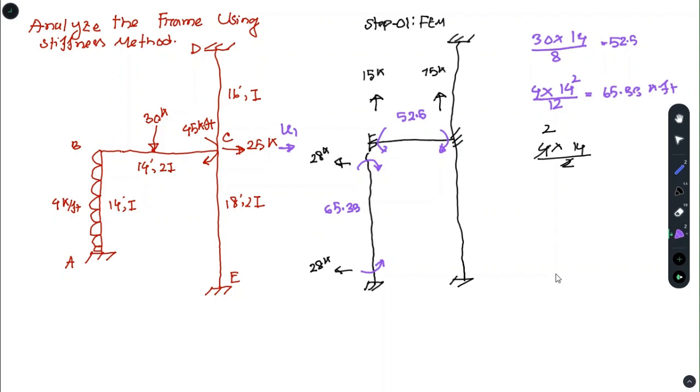Later, it is very much possible that a rotation occurs at point C. Let's say we are applying an anticlockwise rotation. We call that U2. At point B, a rotation is also possible. Let's call that rotation U3. So the number of DOFs is 3. We will apply them one by one. First of all, we will apply the DOF U1, which is the lateral displacement of the frame BC.